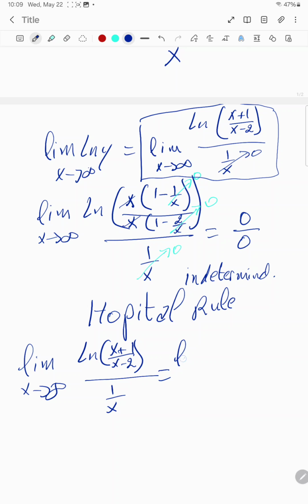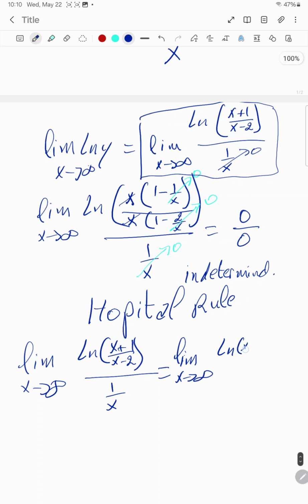let's do the limit when x goes to infinity. It is equal to ln of x+1 minus ln of x-2. You studied that in previous years. This is the logarithmic rule, divided by 1 over x. So now I will apply the L'Hopital rule on that numerator and on that denominator.